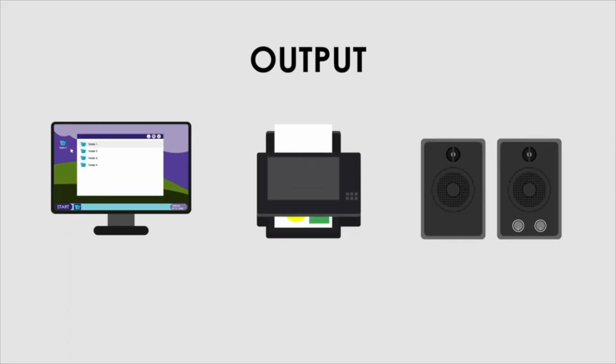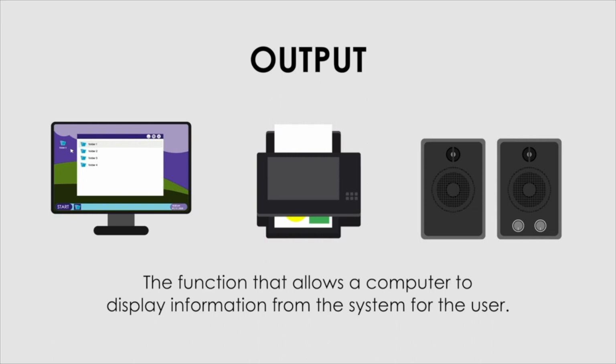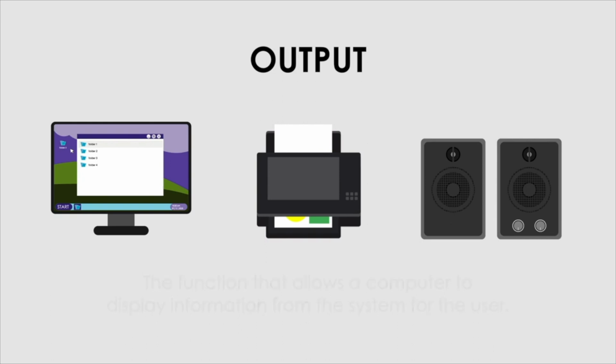The output is the exact opposite of the input. The output is the function that allows a computer to display information from the system for the user. This can be accomplished through the monitor, printer, and speakers.